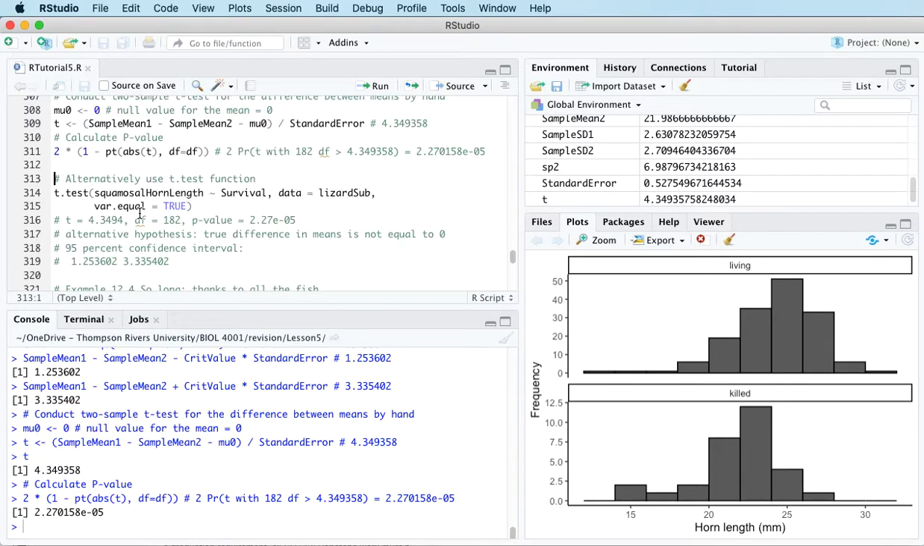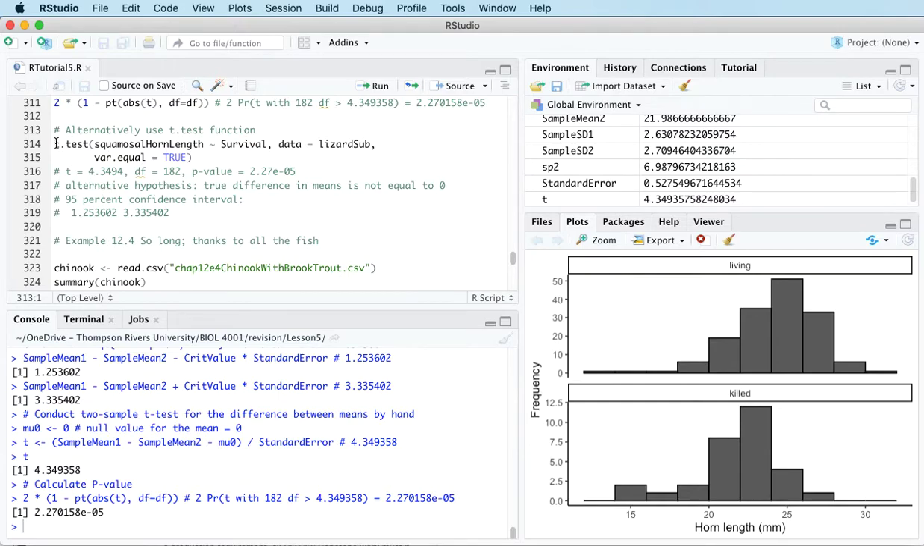Okay, so that was a lot of work. It's good to go through those hand calculations maybe once or twice just to get used to what's going on and to understand in a little more depth what we're doing here.